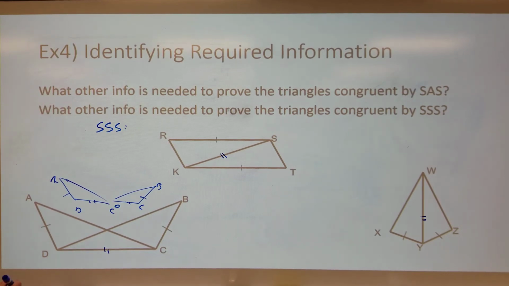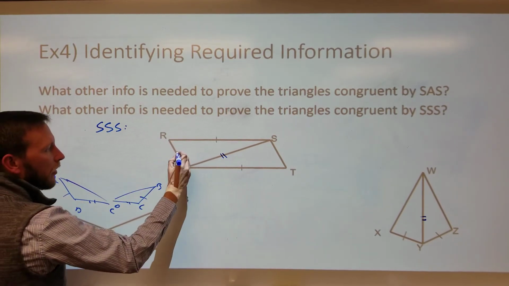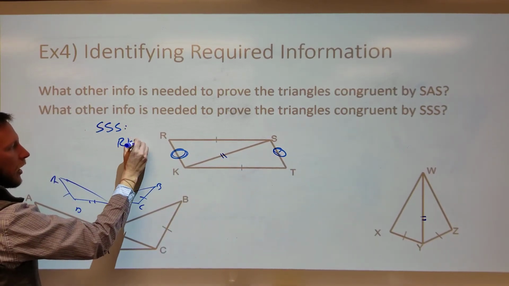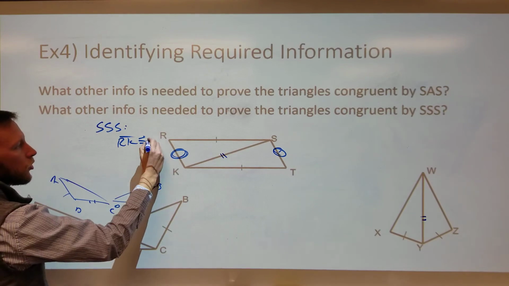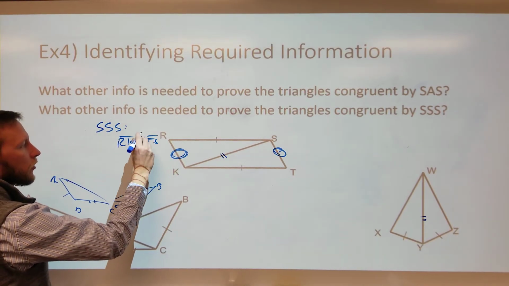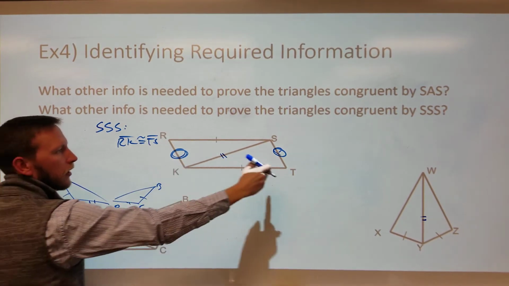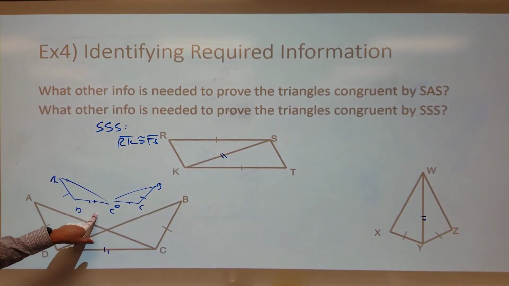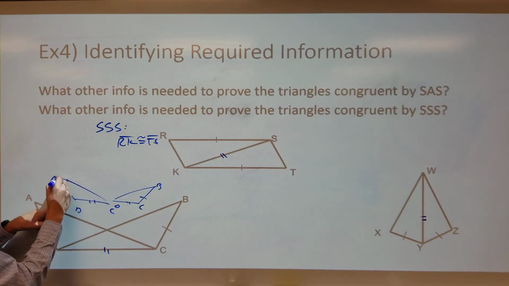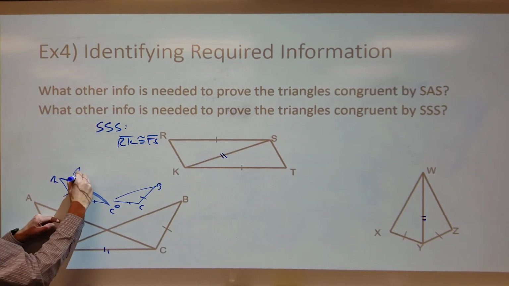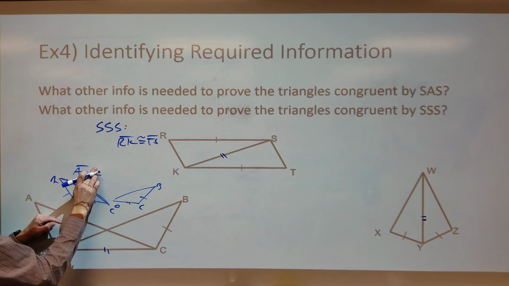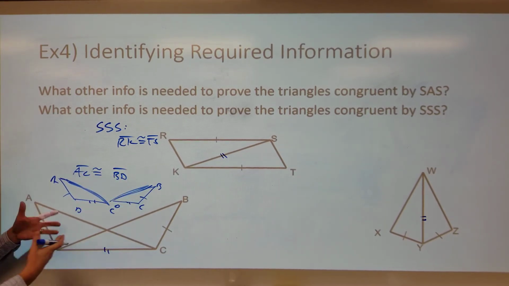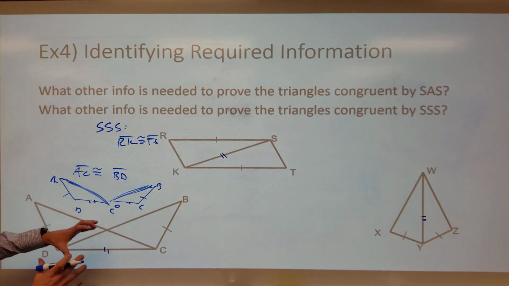So for side, side, side, I would need to know here that this side and this side are congruent. I would need that RK is congruent to TS. All right, notice how I wrote the order of those letters. RK, TS. That's the corresponding order if we were to write this congruent statement. Side, side, side for this one, I would need to have that AC is congruent to BD.